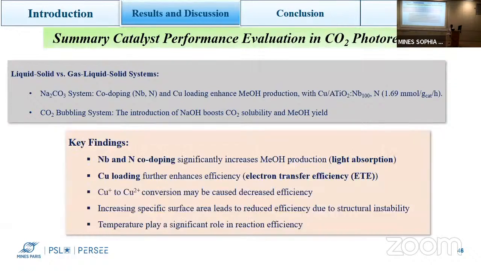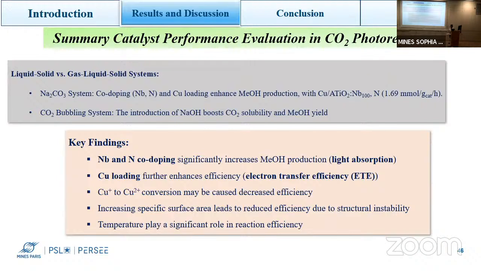Our key finding is that nitrogen co-doping significantly improved methanol production because it improved light absorption. Copper loading also significantly enhanced efficiency. This is due to the electron transfer efficiency. Cu1 to Cu2 conversion may cause some loss of activity. The increased SBET for that sample gave us high expectations but didn't lead to a good result. This may be because the structure is fragile and needs to be stabilized.